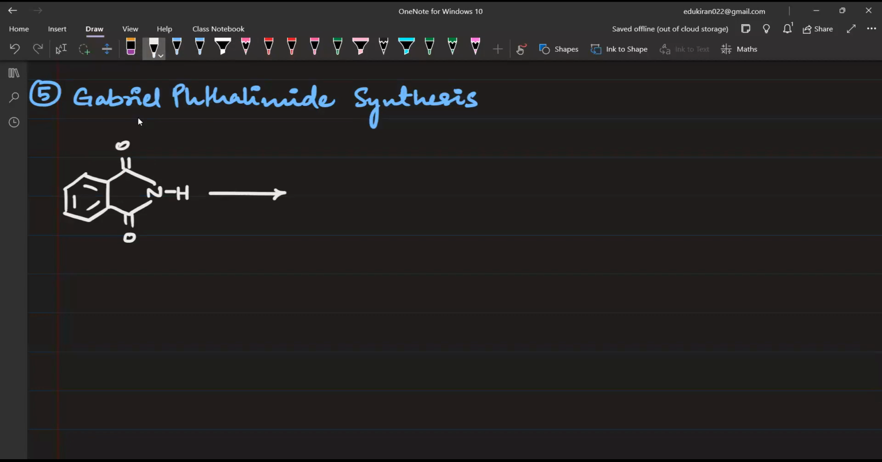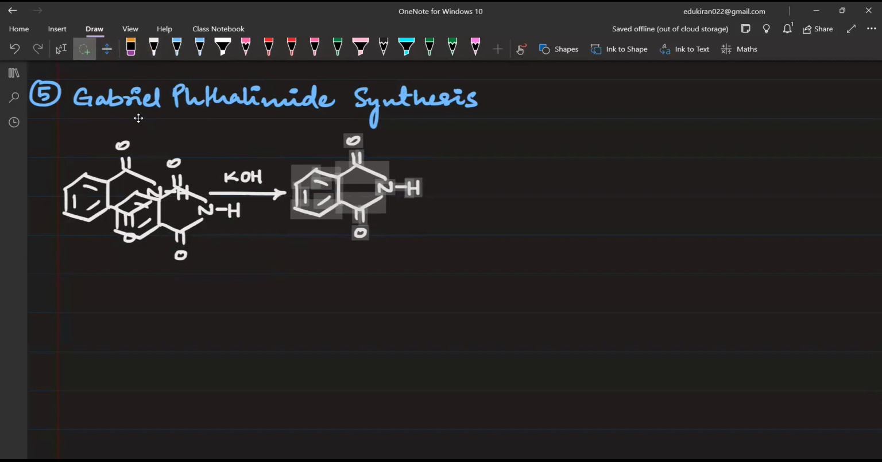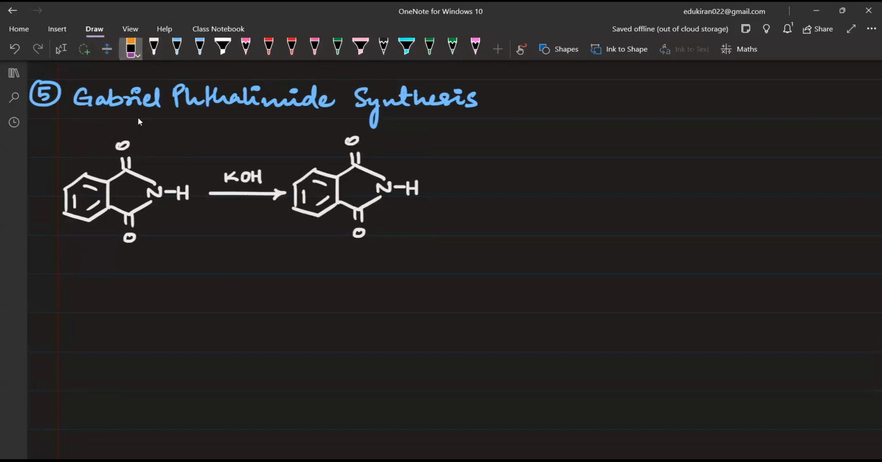If you react this with KOH, that is a base, this hydrogen will be removed. And you will be left with a salt. That salt will look something like this. Nitrogen will have a negative charge and K positive. After this, we react it with alkyl halide, that is Rx.